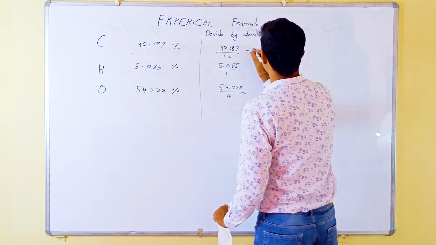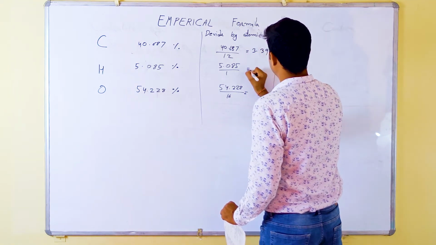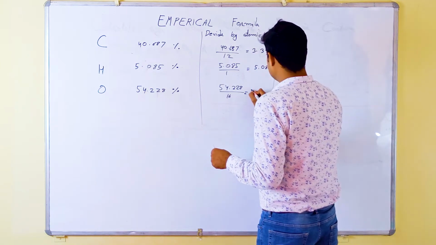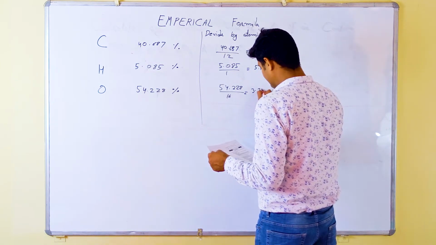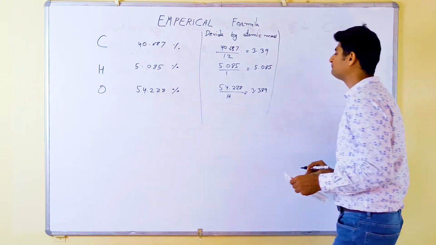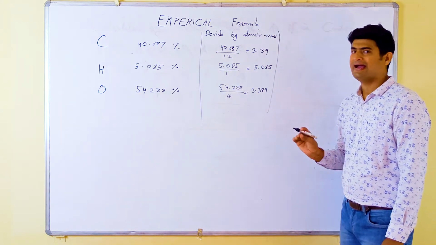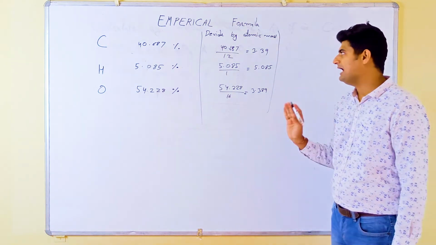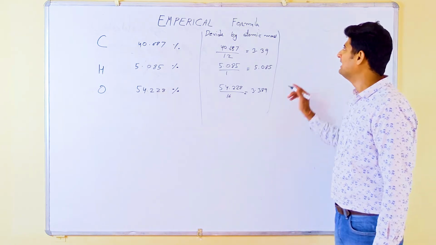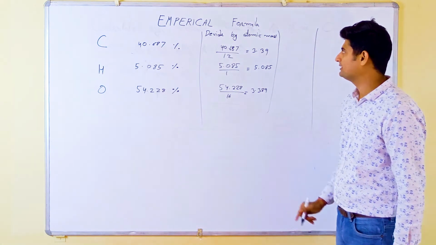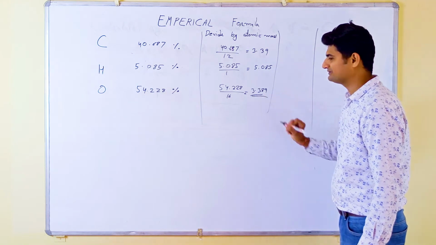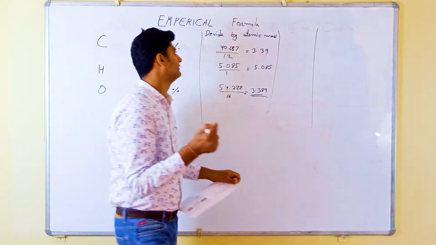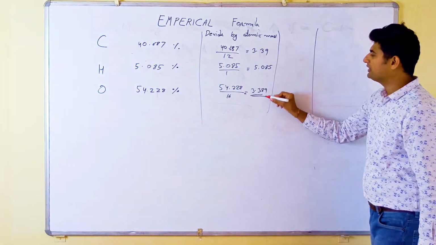This will come as 3.39. This will come as 5.085. This will come as 3.389. After this, we have to take the smallest number out of these and divide everything by that number. So out of these, this one is the smallest number. So we are dividing each term by this number.